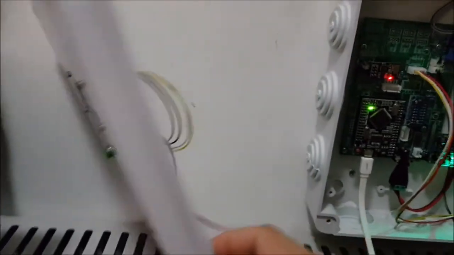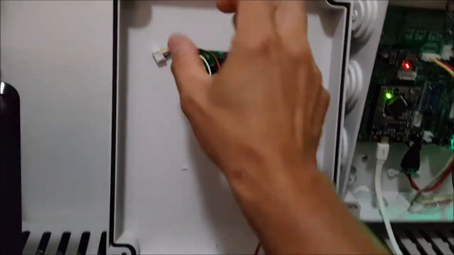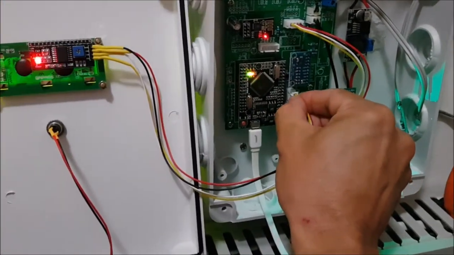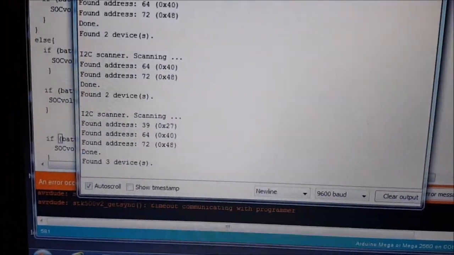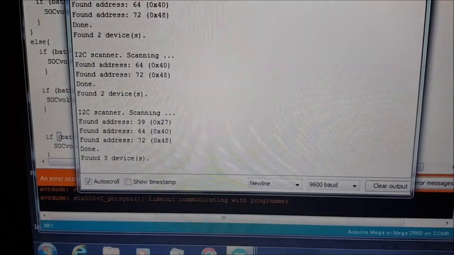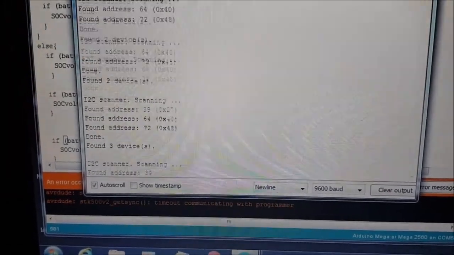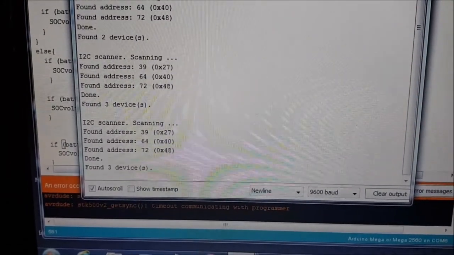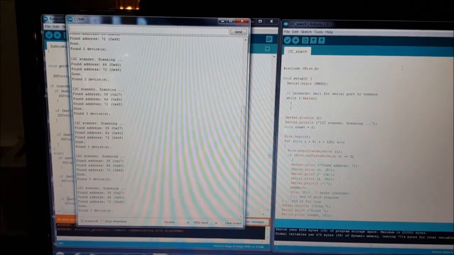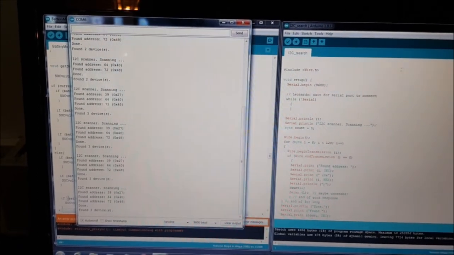We can now also connect the display. And let's see what it finds now. And you see now we found another one, 0x27. So that is the display. With this knowledge now we can program all this into the code so that the devices can function correctly.